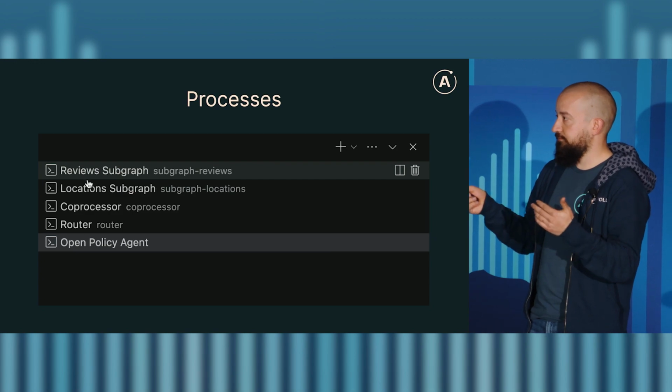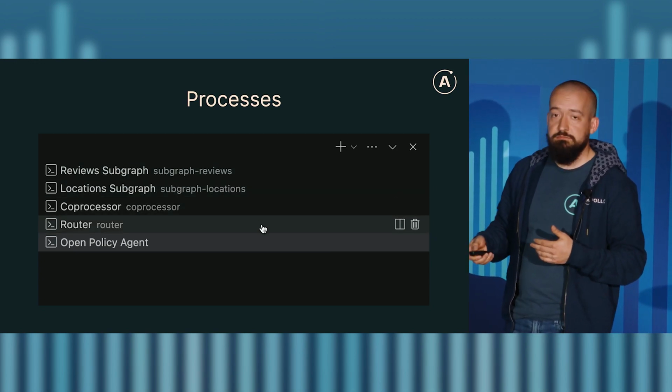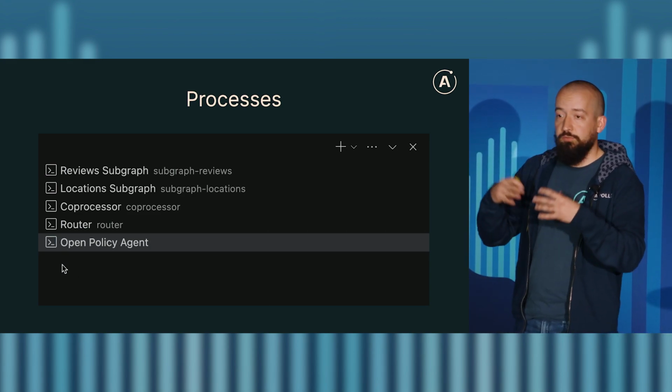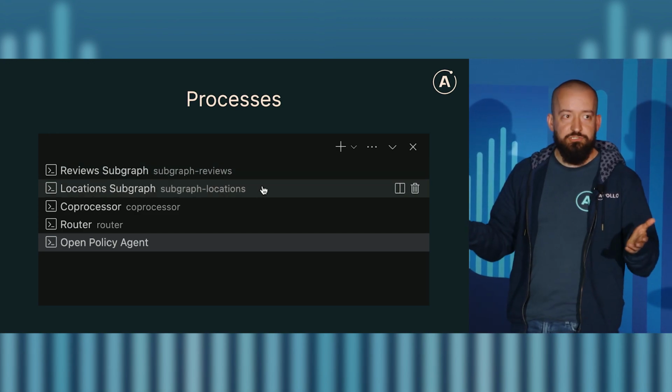And to do this, we're going to have four important things running. Two subgraphs, so we're going to have two individual graphs running, reviews and locations, and then a router that's federating those requests, and then Open Policy Agent for actually evaluating them.